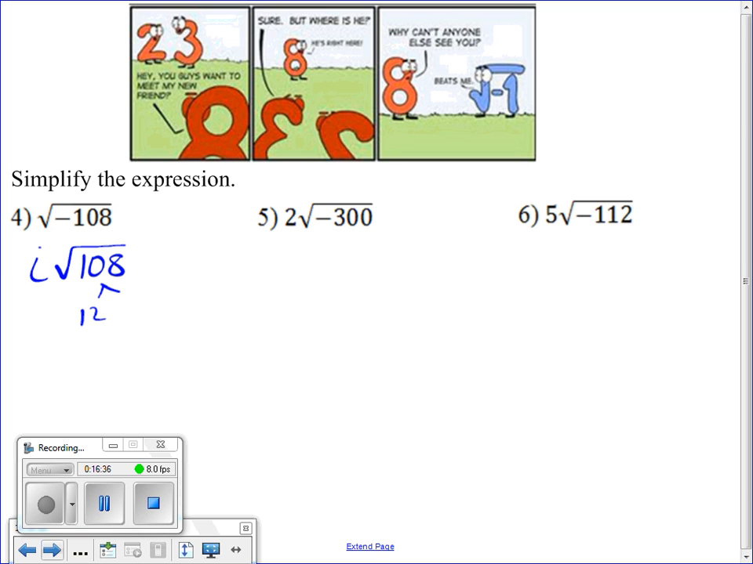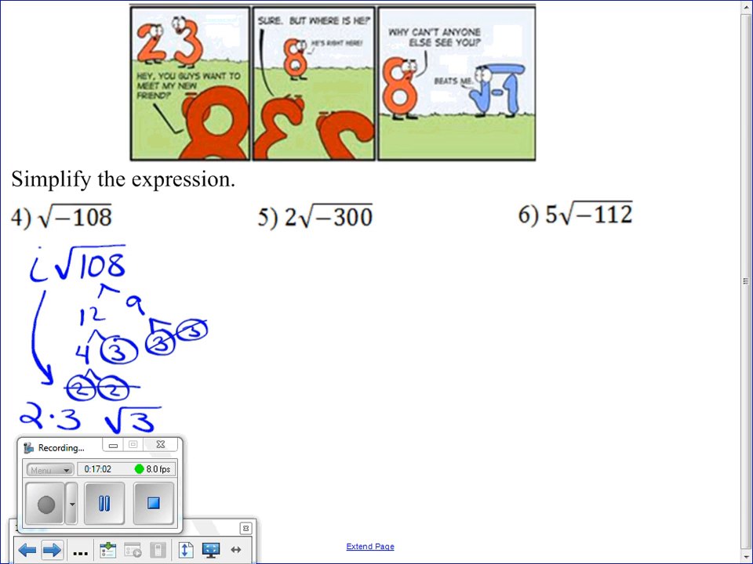12 and 9. Okay, then 12: 4, 2 and 2. 9: 3 and 3. All right, so we have a pair of 2's. Got a pair of 3's. I have a single 3. And don't forget I have the i. So that gives us 6i radical 3.